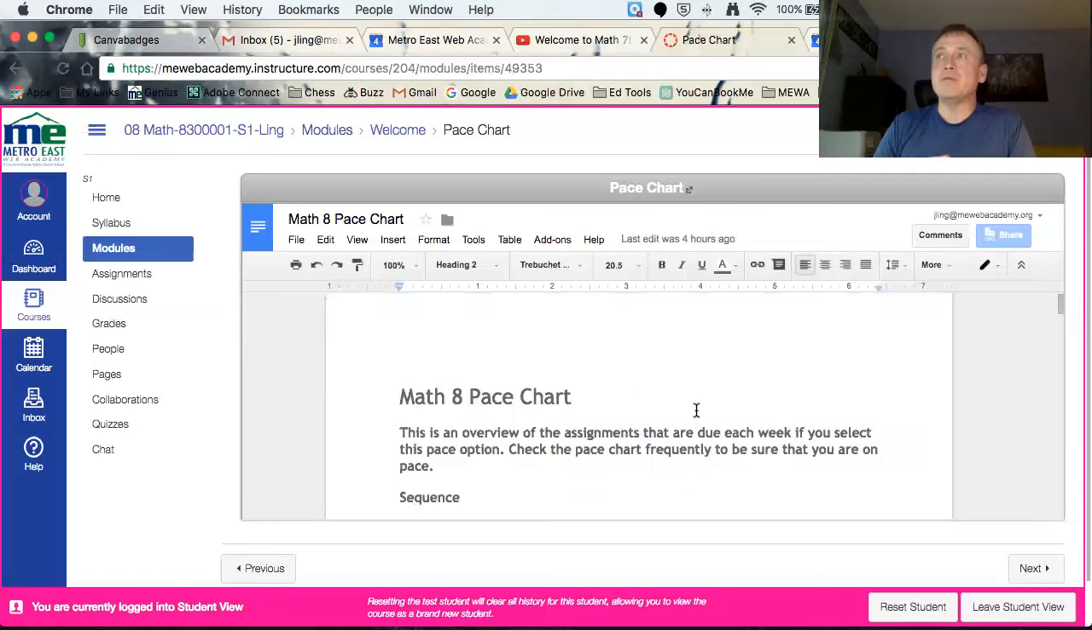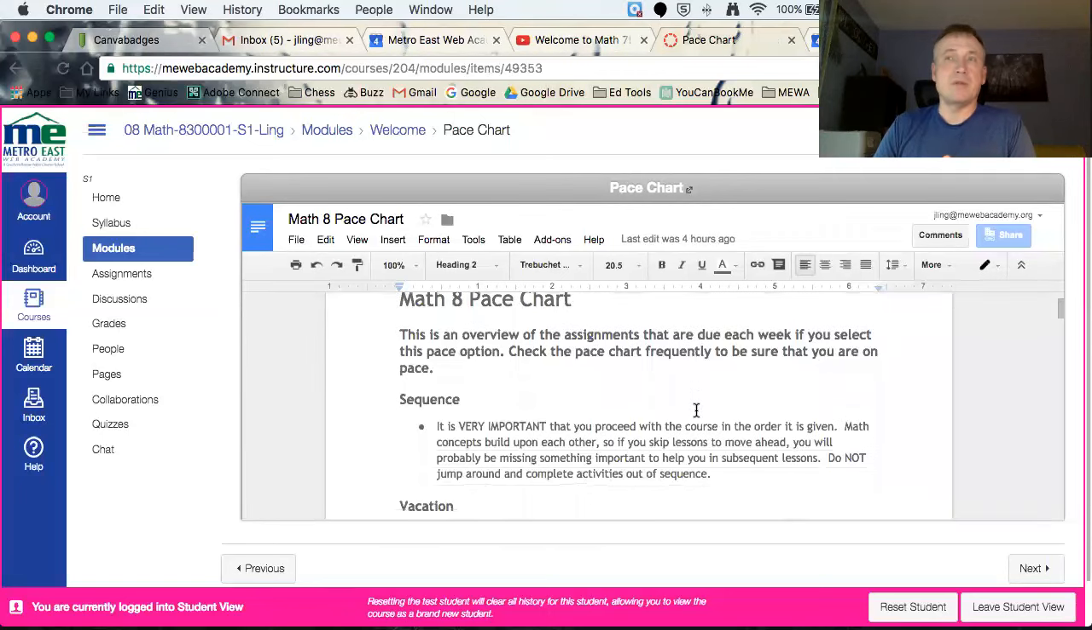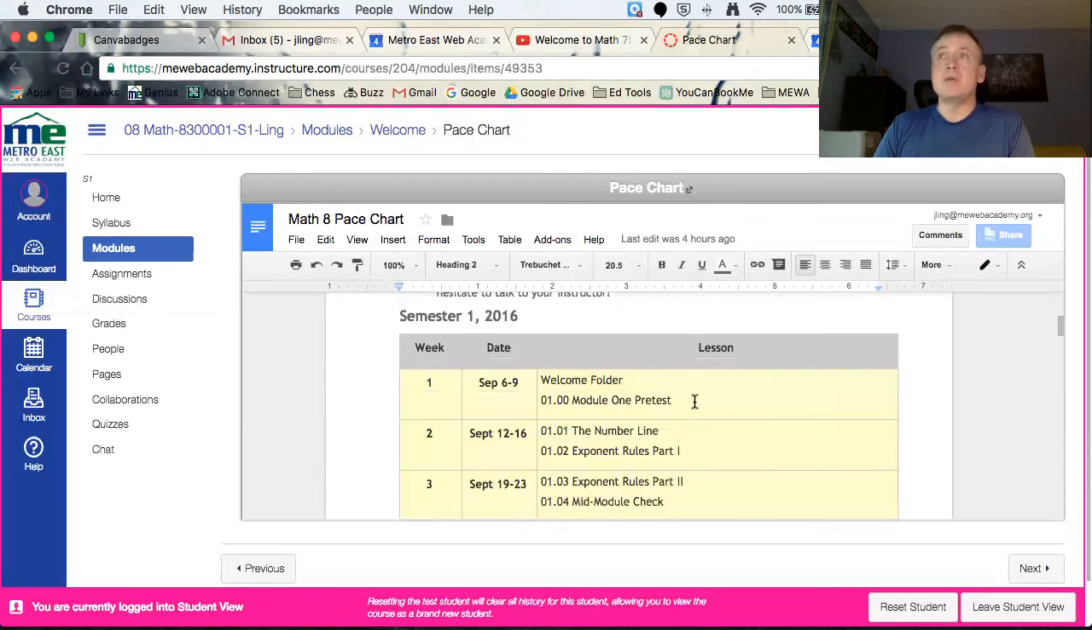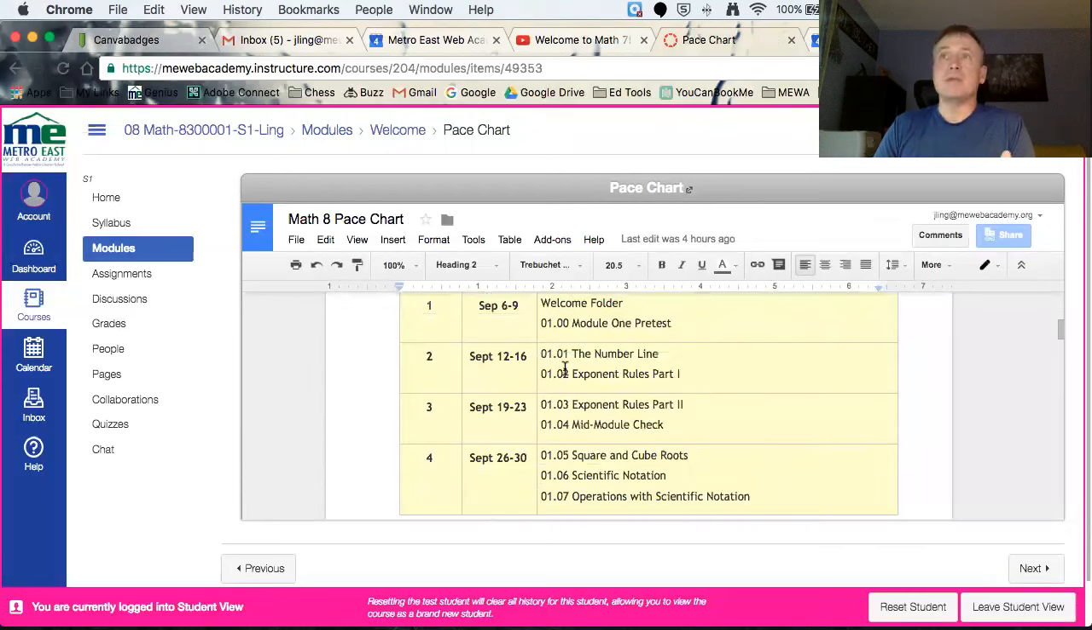But I want you to really go by this PACE chart here that shows when things are due or what you should be working on and turning in each week. If you scroll down here, this is set up by week. It'll show you the dates for that week. So for instance, week 3, September 19th to the 23rd, you should be working on 1.03 and 1.04. That just means Module 1, Lesson 3, and Lesson 4, and any assignments that follow.